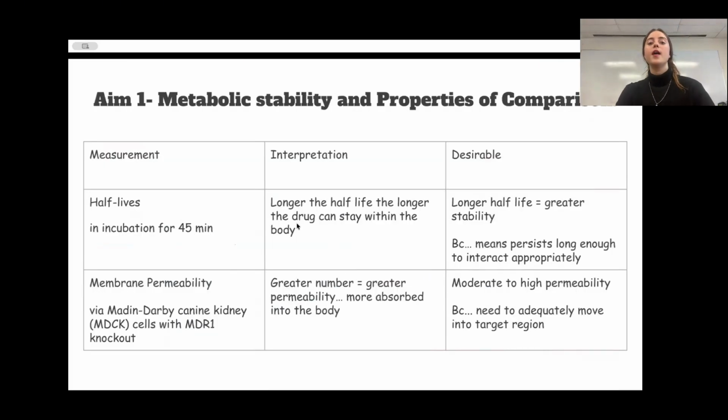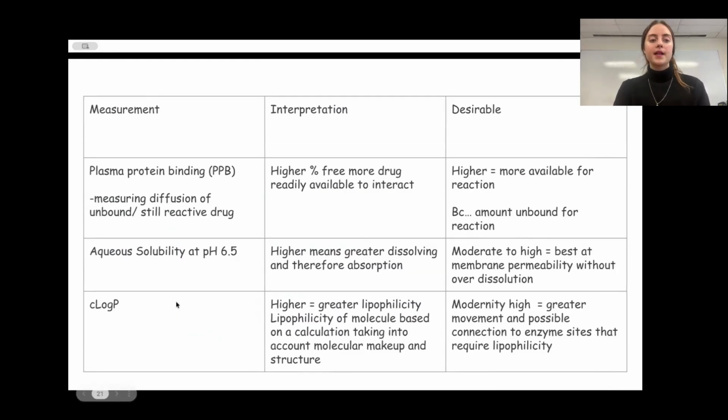To reach aim 1, we're going to look at metabolic stability and the comparison of properties that happened in this research. Half-life is their measure for metabolic stability. A longer half-life indicates the molecule stayed longer in the body and therefore would be more stable. They also look at membrane permeability, plasma protein binding, aqueous solubility, and cLogP. cLogP is a measurement of lipophilicity calculated from the structure of the molecule itself. It's typically desired in this research article that all of these properties would be increased from the original 2C molecule.